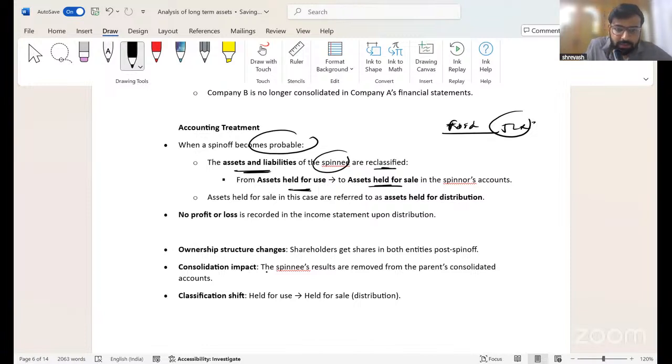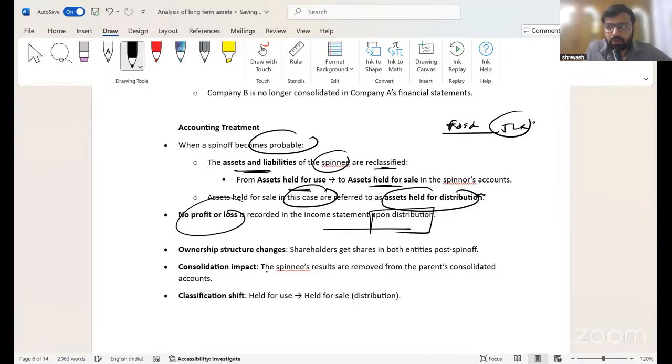And assets held for sale in this case are referred to as assets held for distribution. क्यों? क्योंकि आप इन assets को distribute करोगे. As Ford, you will distribute the assets of JLR to Tata Motors. Hence, assets held for sale is not literally held for sale. You are not literally selling one asset. What you're doing is you're distributing these assets all together and liabilities all together to whom? To Tata Motors. And no profit or loss is recorded in the income statement upon distribution. क्यों? क्योंकि आपने एक asset नहीं बेचा. It is not actually a sale of asset for you to recognize the gain or loss on the sale of asset. Right? That is what it is.